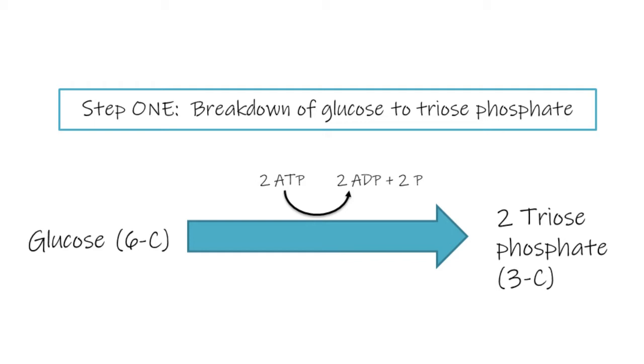During the process, two molecules of ATP are used and a glucose molecule is broken down into two molecules of triose phosphate. In other words, before energy is released by respiration, energy is needed to initiate the reactions.